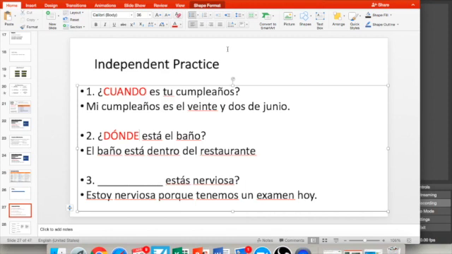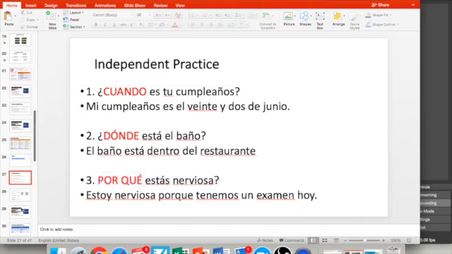Okay, and then as we look at number 3, blank estás nerviosa. Blank, you nervous. And then the person says, well, estoy nerviosa porque tenemos un examen hoy. I'm nervous because we have an exam today. So obviously we're asking here, why are you nervous? So why in Spanish should be por qué, separated with a space, por qué.